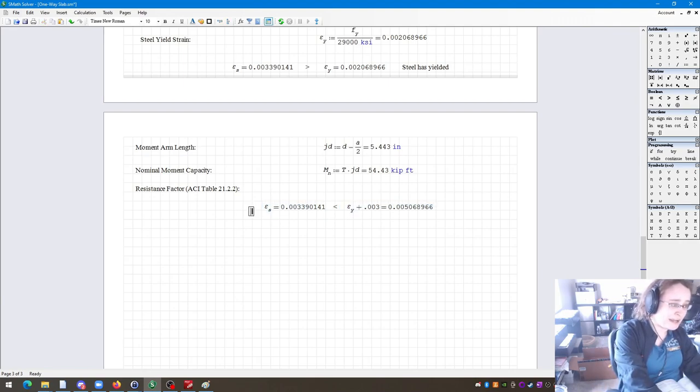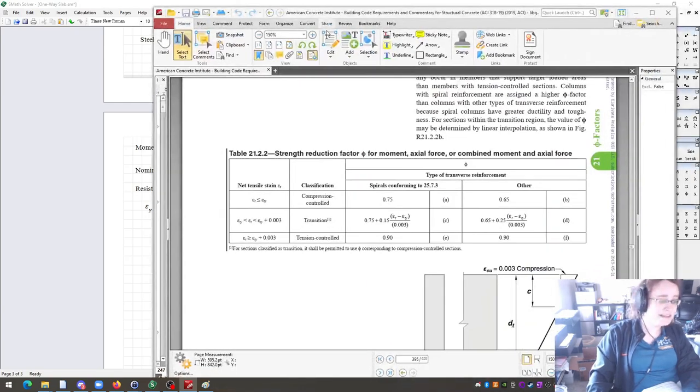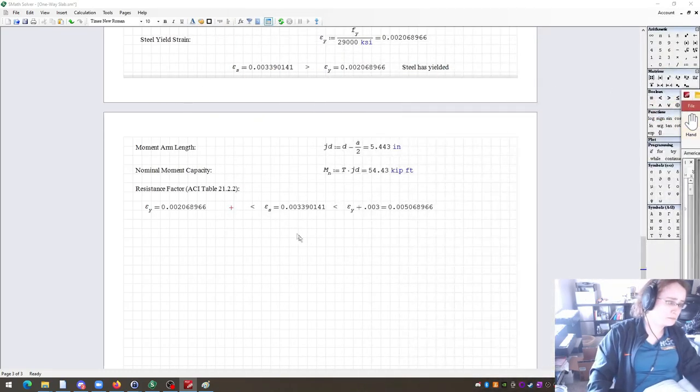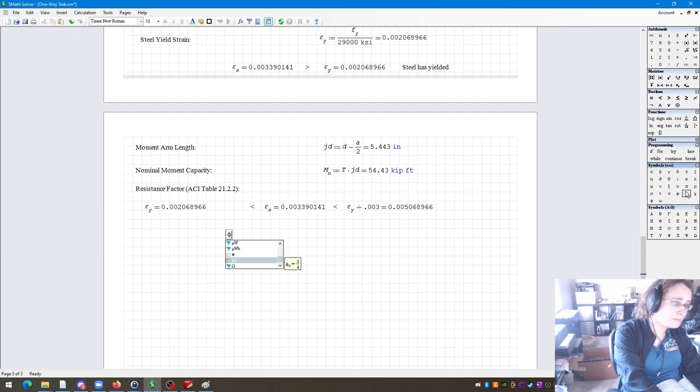So again, we are greater than our yield strain, but we are not greater than the yield strain plus 0.003. So looking at this, we're not compression controlled, but we're not tension controlled either. So therefore, our phi in that transition region, maybe I'll just call this phi m, because we have two different phi values we're considering today.